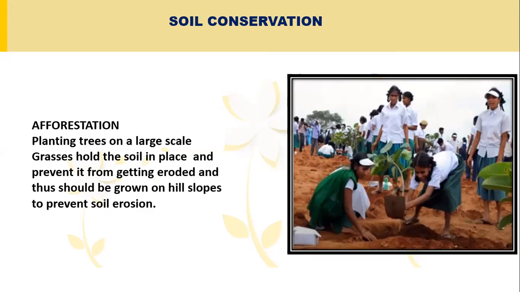Soil conservation can be done by these methods, meaning we can save our good soil from being destroyed. So what should we do? We should do afforestation, meaning we should plant trees on a large scale. Grasses hold the soil in place and prevent it from getting eroded, and thus should be grown on hill slopes to prevent soil erosion. As you know, the roots of the trees and plants hold the soil firmly and prevent it from being blown away or washed away. So we should plant many trees.